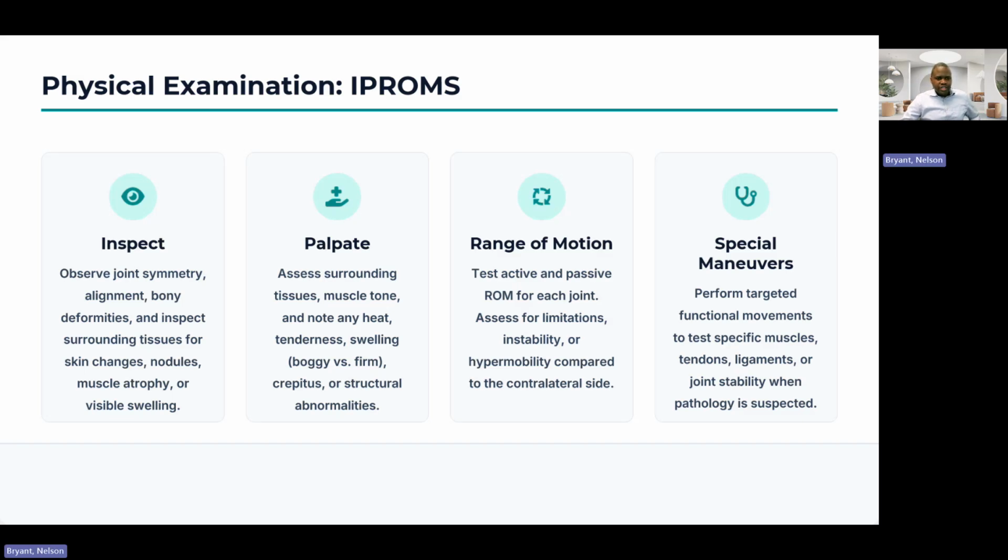As we do the physical examination, there's one mnemonic or acronym that you can use. It's IPROMS: inspect the joints and posture, palpate for tenderness or swelling, evaluate the range of motion, and conduct any special maneuvers to test any specific structural integrities.